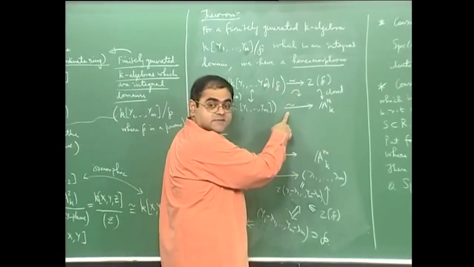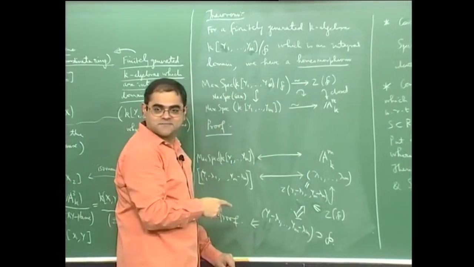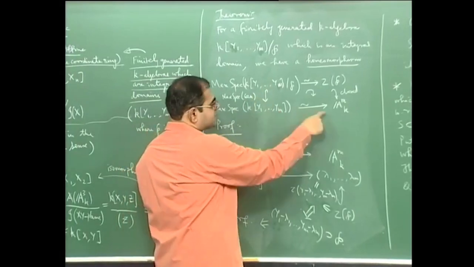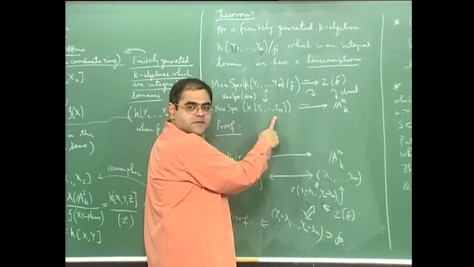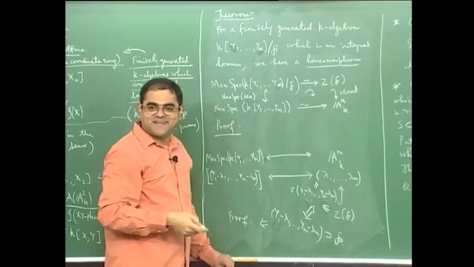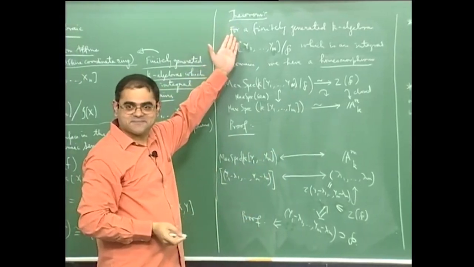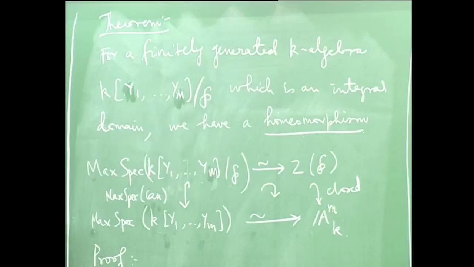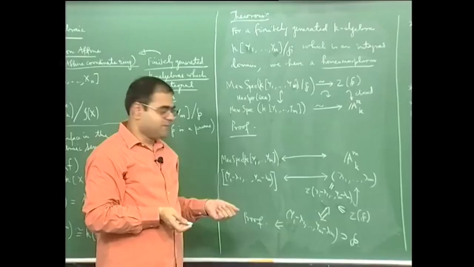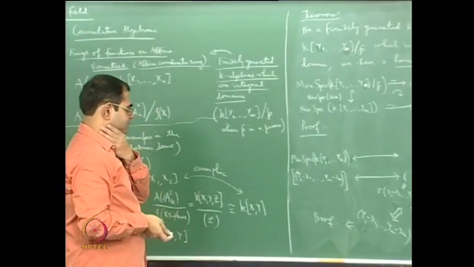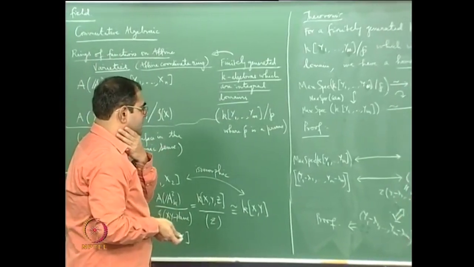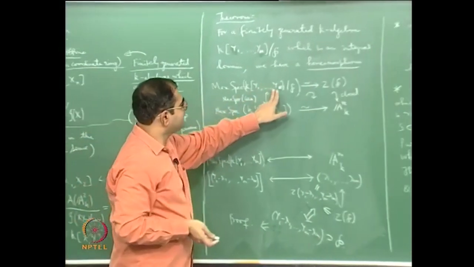This is the Nullstellensatz, and this is also derived from the Nullstellensatz. So it's actually the Nullstellensatz for affine space, which you restrict to a closed subset. That is exactly the statement of this theorem. It's simply the Nullstellensatz restricted to a closed subset, nothing more than that. So that tells you how you get this bijection.